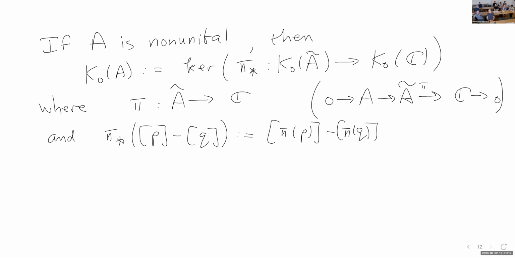And it's very simple because the minimal unitization gives you this A tilde as A plus complex numbers as algebras. Then you have the decomposition and you see that the kernel is exactly K0 of A. And A is unital if and only if A tilde is equal to A plus complex numbers as algebras, not as vectors.